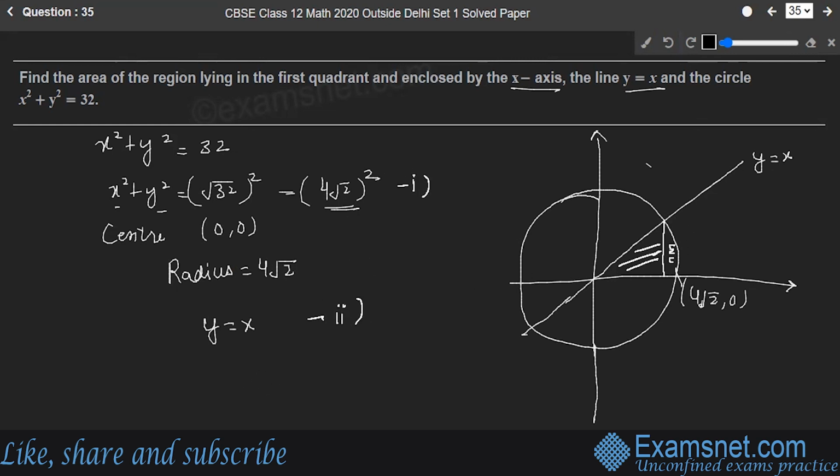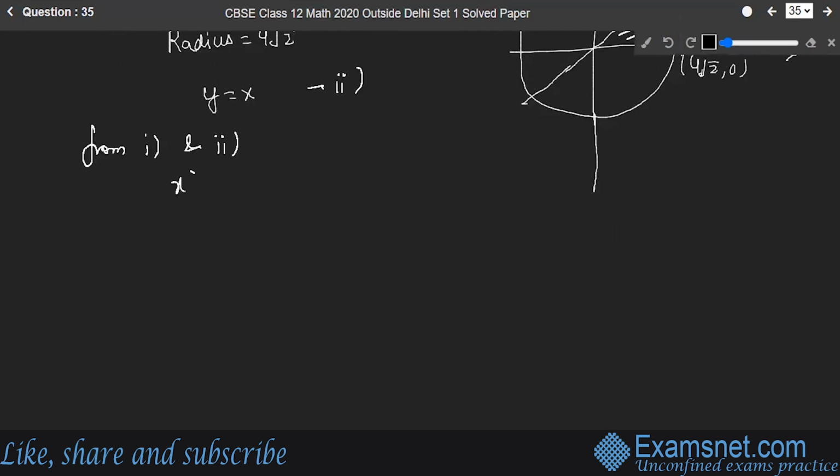Now I have to find out the point of intersection of them. So for that, I'll solve these two equations, 1 and 2, simultaneously. You will have x squared plus x squared, because y is equal to x, so y squared is equal to x squared. This is equal to 32, or 2x squared is equal to 32, which gives you x squared is equal to 16, or x will be equal to plus minus 4. These are the two possible values of x. So if x is equal to 4, definitely the corresponding value of y will also be plus minus 4.